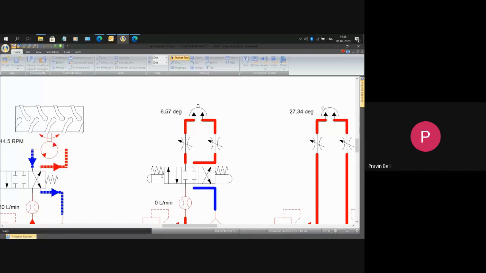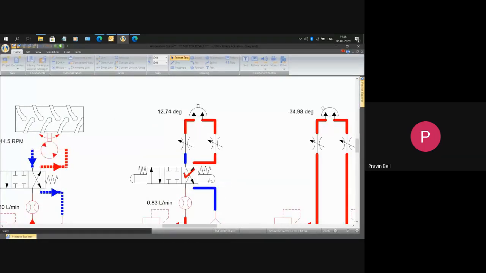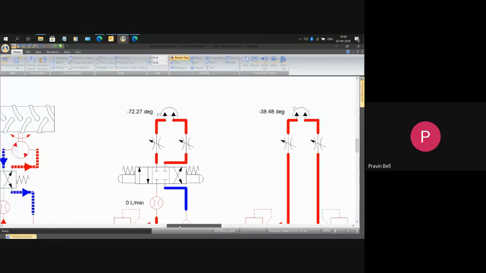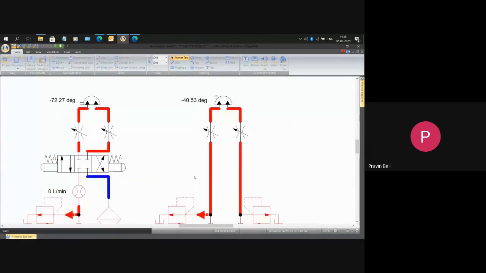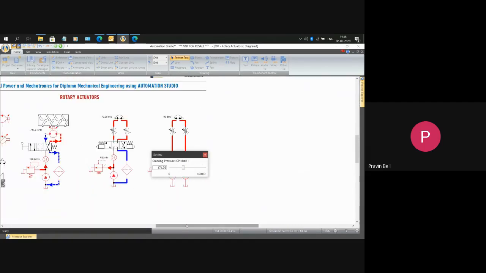Yeah, 6.58 degrees. I can change the rotation angle of this. So this is a circuit for a rotary actuator. Same thing here. If I change the pressure relief valve settings on both sides here, I can operate the rotary actuator. So there are different configurations of circuits by which you can operate these rotary actuators.